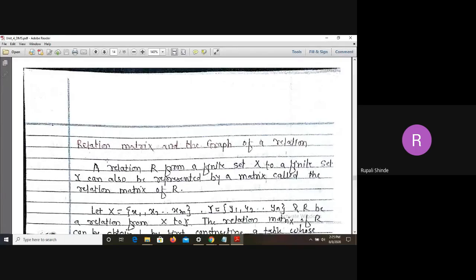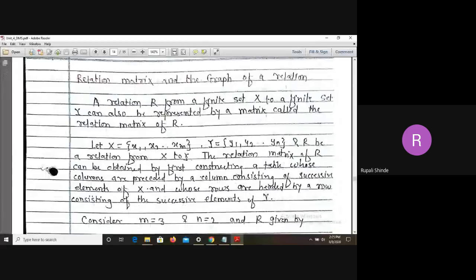A relation R from finite set X to finite set Y can also be represented by a matrix, and that matrix is called the relation matrix of R. In a simple way, we can say that any relation can be represented with the help of a matrix, and that matrix is called a relation matrix. Suppose set X and set Y are given, containing some elements. Then set X will represent the rows of that matrix and set Y will represent the columns of that matrix.